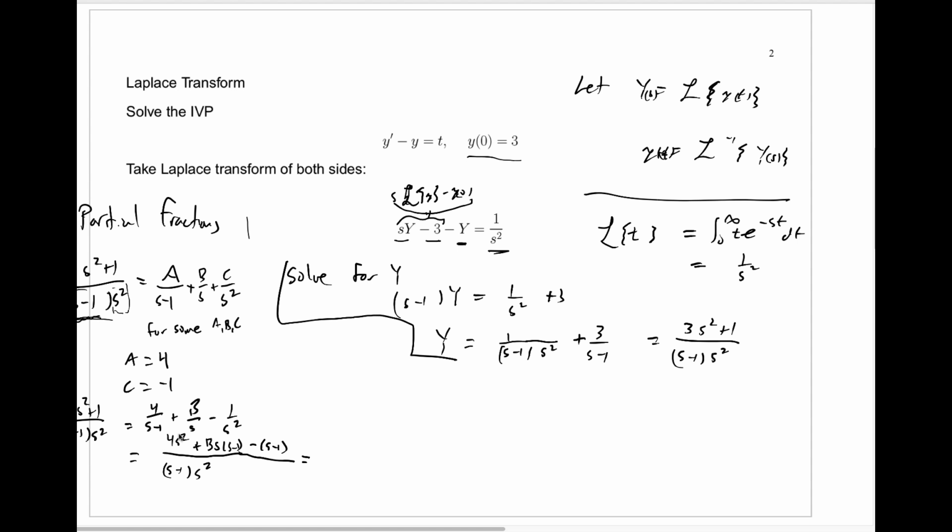Here's the way I like to do it. Gather things up by powers of s. We have 4s squared. Here we have Bs times s is Bs squared. So we have 4 plus B times s squared. How many things do we have multiplying s? We have Bs times negative 1, and we have a minus s. So we have minus B from here, B times s times negative 1, and we have a minus s, so I'll have another minus 1 times s. And finally, we look at the constants. The only place we have a constant is this minus 1, which is plus 1.